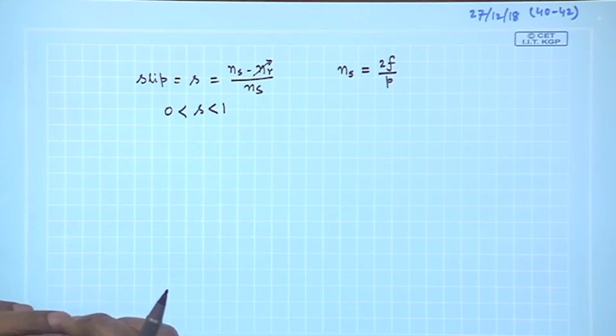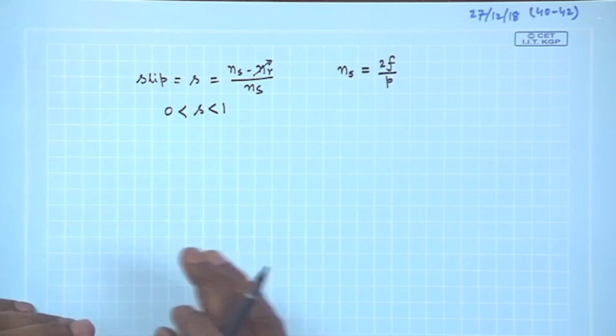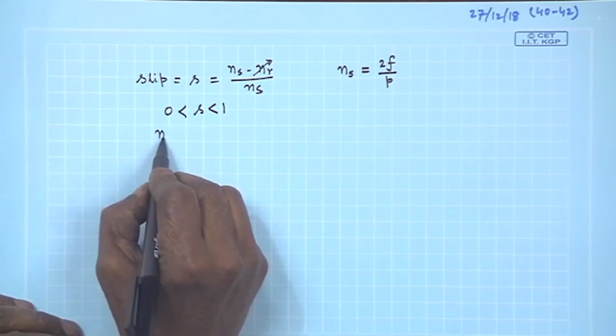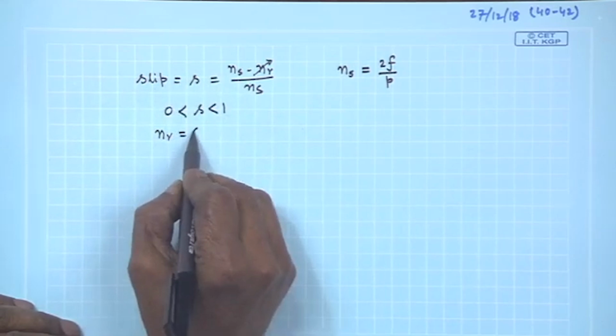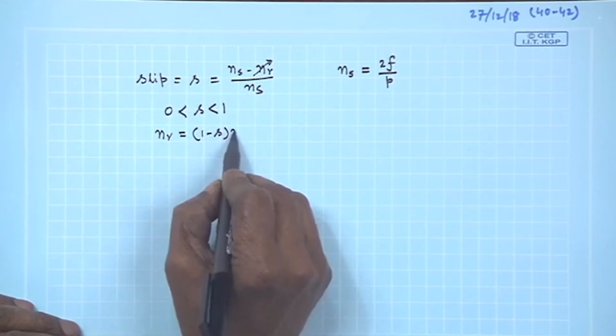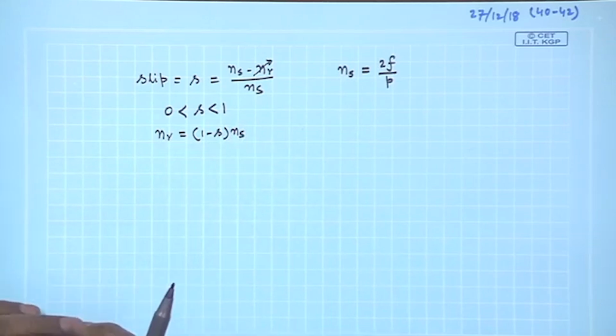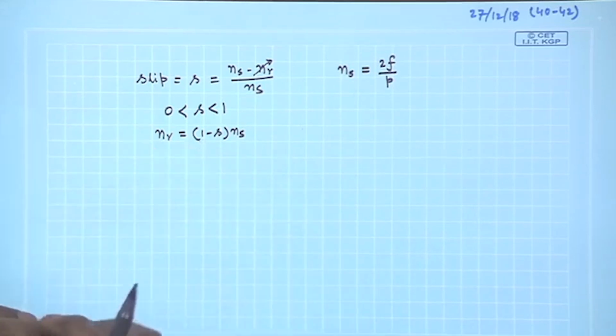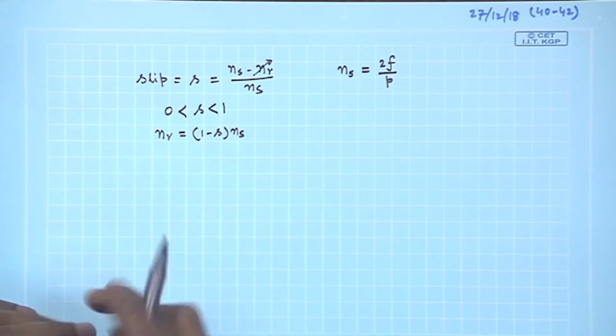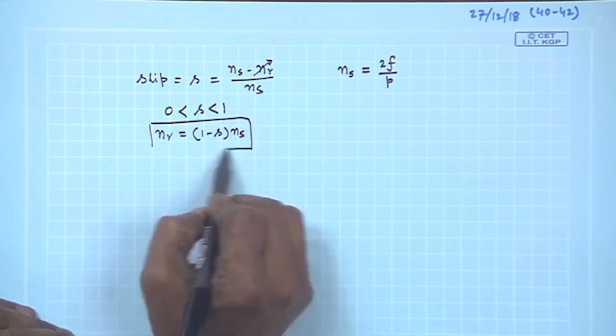In our last class I discussed how the machine will settle down to a final speed after you have started it from S equal to 1, and S decreases and so on. The same expression is also useful to write in this way. Ns is constant, so instead of telling speed directly, people would love to tell the slip of the induction motor at which it is operating. From that, of course, I can work out the value of speed.